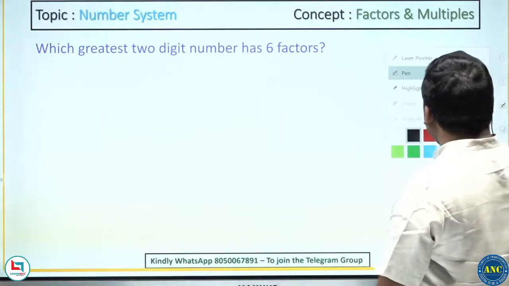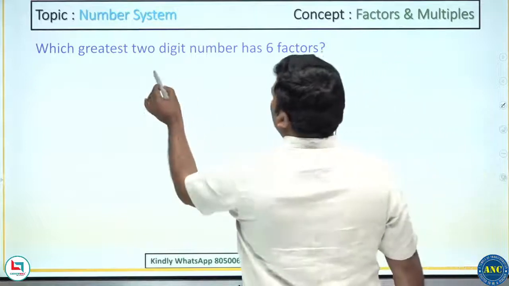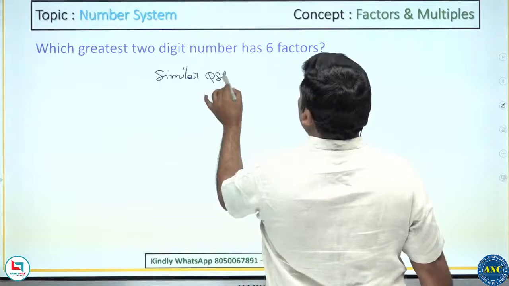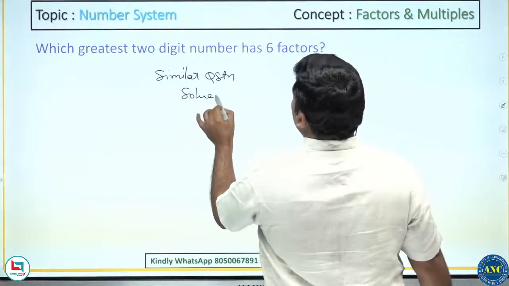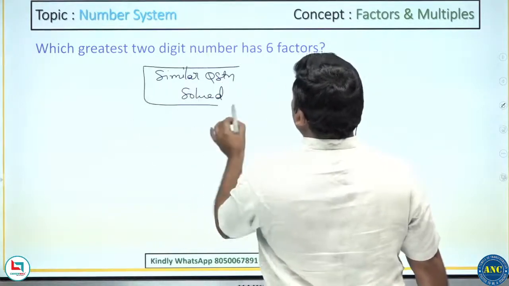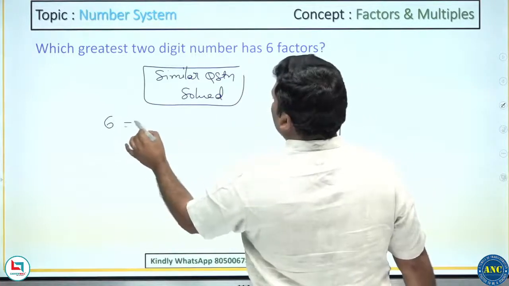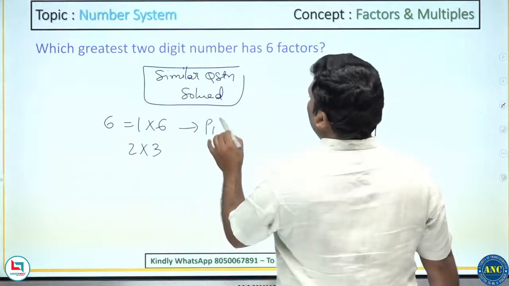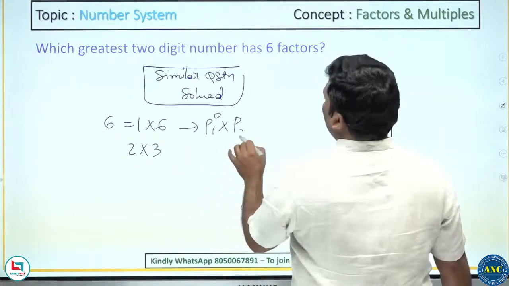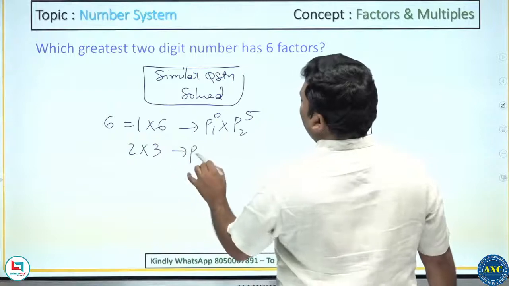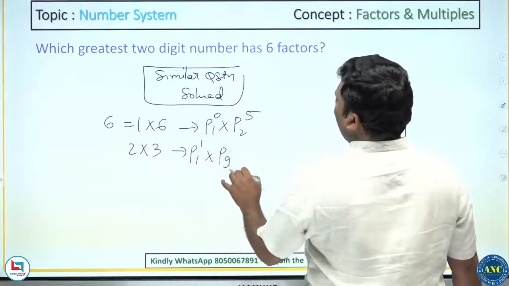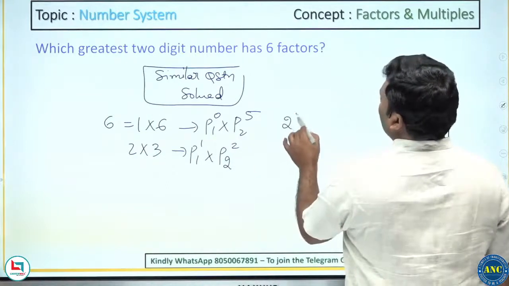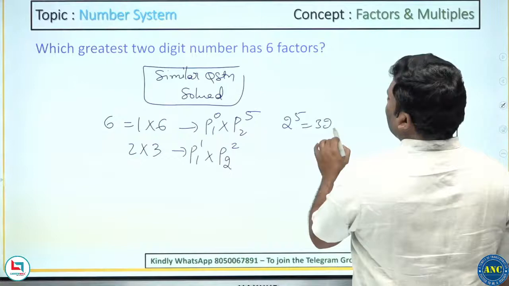Now, already we did the similar question. You can try it out. We have solved at least 2 to 3 questions of this model. Which greatest 2-digit number has 6 factors? 1 into 6 and 2 into 3. This will be P1 power 0 into P2 power 5, or P1 power 1 into P2 power 2. If P2 is 2, 2 power 5 is 32.